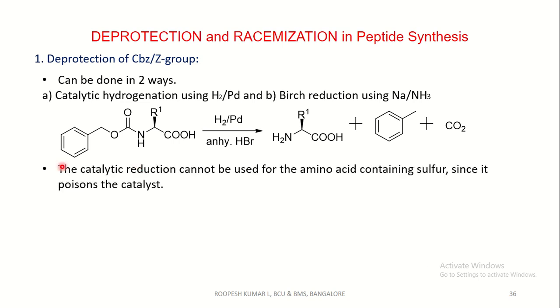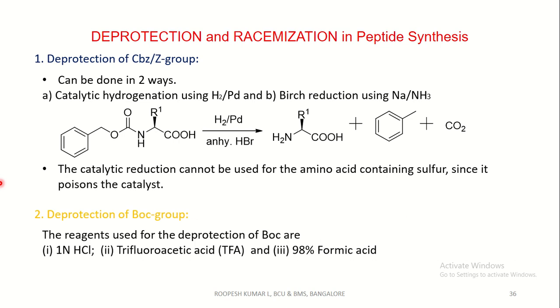The catalytic reduction cannot be used for amino acids containing sulfur since sulfur poisons the catalyst, such as Z protected cysteine and Z protected methionine. If you add hydrogen palladium to Z protected cysteine and Z protected methionine, it gives a lot of side products along with the deprotected amino acid.